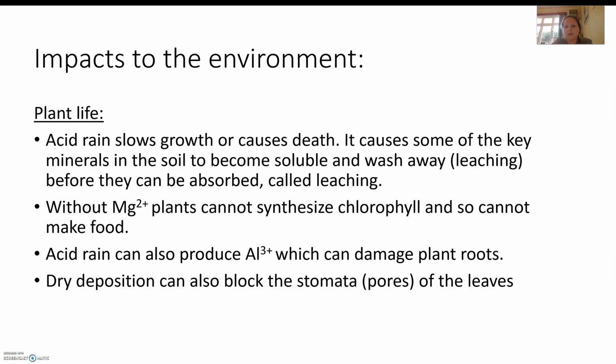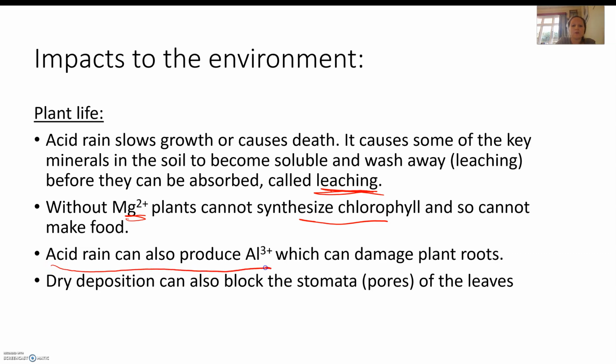So acid rain can cause death of plants, okay? It can cause some of the minerals in soil, as we've been talking about, if those substances are insoluble and then they react and they form soluble products, they'll wash away before they can be absorbed. So that process is actually called leaching. If magnesium is removed, plants can no longer synthesize chlorophyll, which is quite problematic.